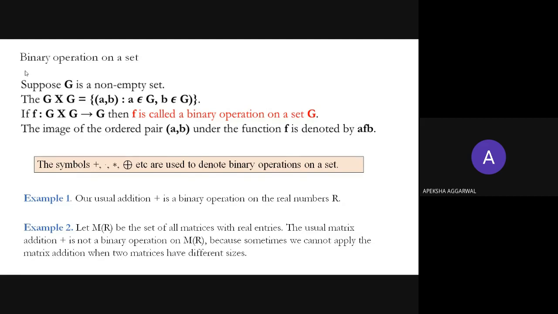So example 2, let M_R be the set of all matrices with real entries. The usual matrix addition plus is not a binary operation on M_R. Why? Because sometimes we cannot apply matrix addition when two matrices have different sizes, right? If you want to add two matrices of different size, you will not be able to add them, right? So it's not a binary operation.